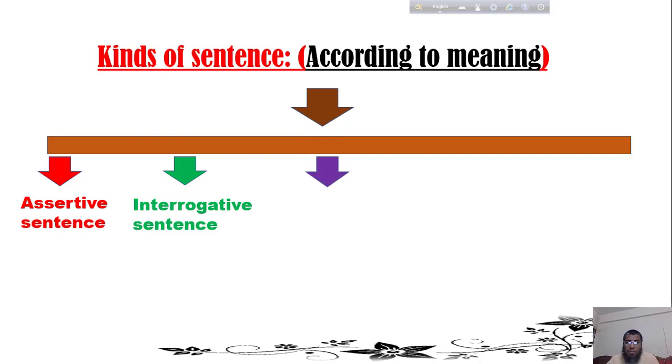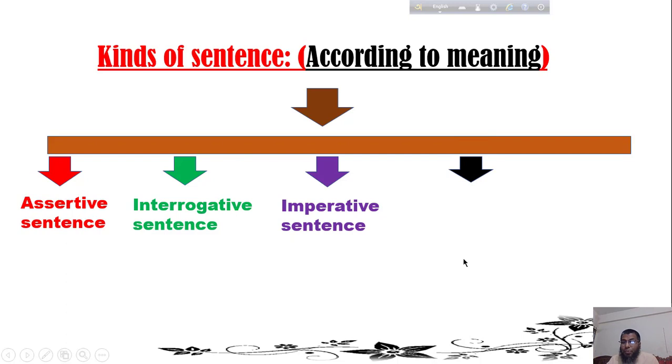And the third one is imperative sentence. Fine. So what is the definition of an imperative sentence? Can you guess? Okay. So the sentence which expresses or denotes any command, any order, any request, prohibition, proposal, suggestion, etc. is an imperative sentence. Fine.